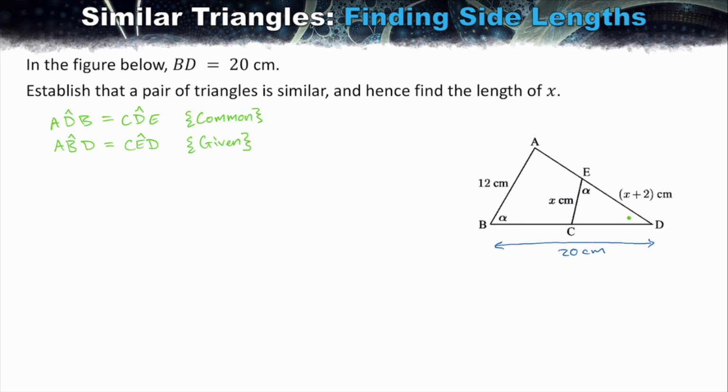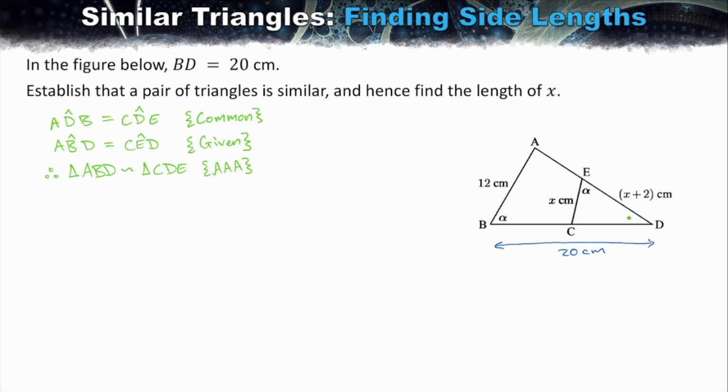so we can establish it like that. And because of that, we can therefore say that these two triangles, so triangle ABD, must be similar to triangle, what's the smaller one, CDE. And the reason, they're equiangular. So that's step one done. We have established that these two triangles are in fact similar.